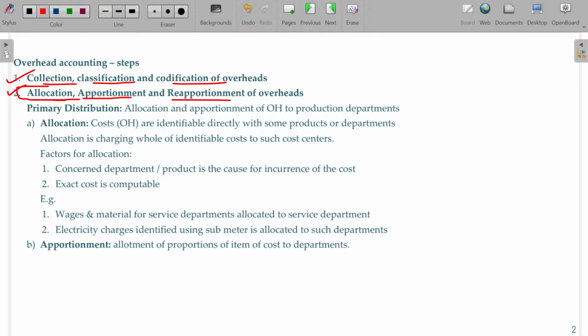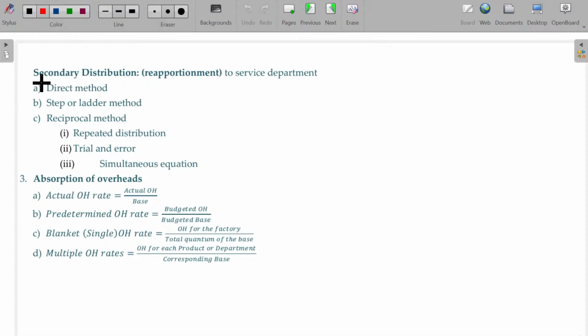It may be allocation or apportionment, or you can go for the reapportionment. Allocation and apportionment are for the primary distribution. Reapportionment is all about secondary distribution. Under secondary distribution, there are three predominant methods: direct method, step or ladder method, and reciprocal. Under reciprocal, we have three methods. Then you can absorb the overhead based on the applicable base, using the overhead rate, the actual overhead rate. These are the things you are going to study.